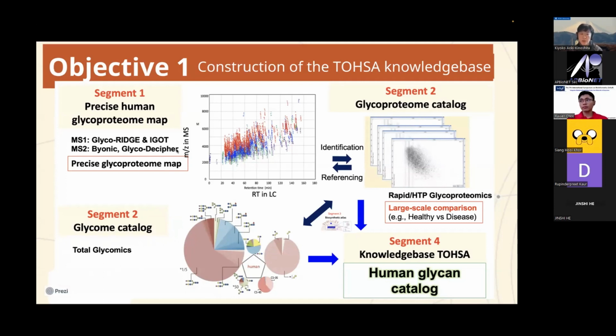So based on this glycoproteome and total glycome, we will compare healthy versus disease patients to be able to catalog the changes in glycan data across different states of human. So this will be integrated together.